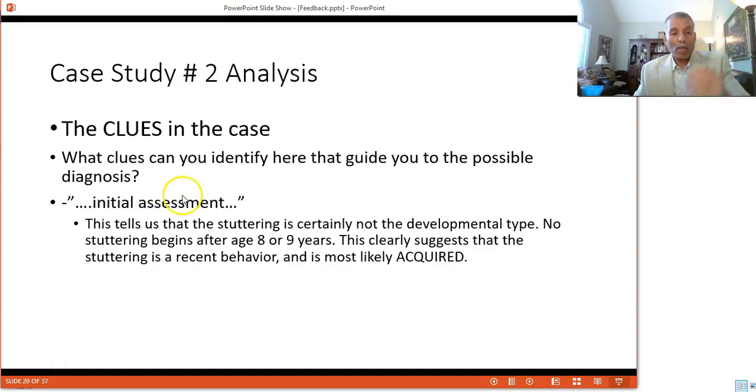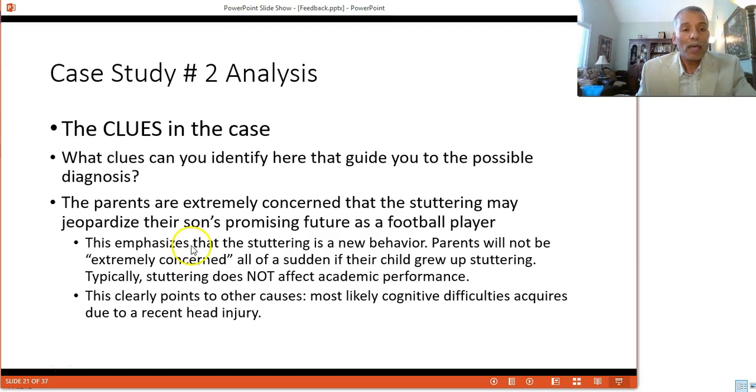So again, these are the cues. Initial assessment means that is not a developmental case, so forget about a whole list of things that you are going to ask. And you need to look at things that will enable you to identify the cause.